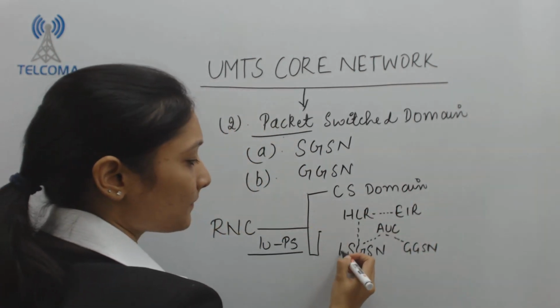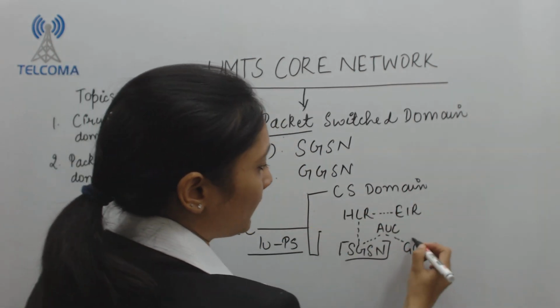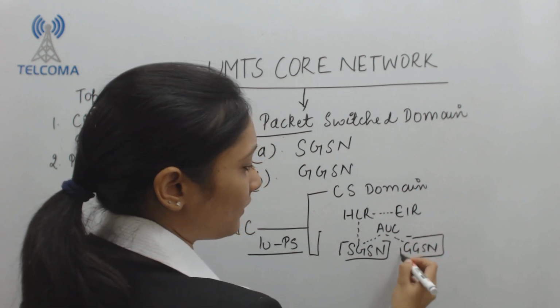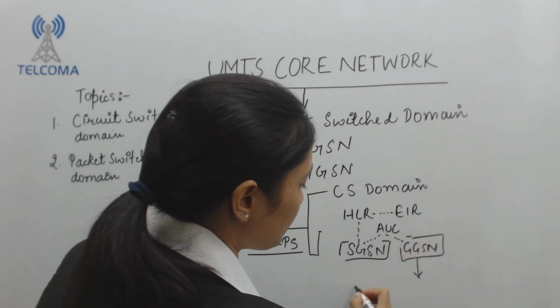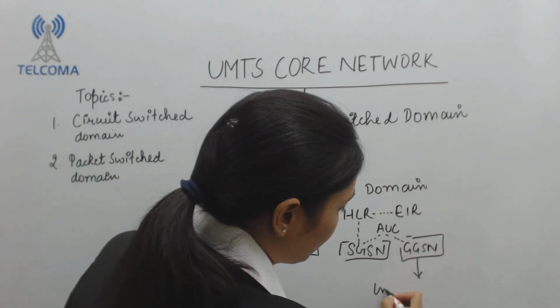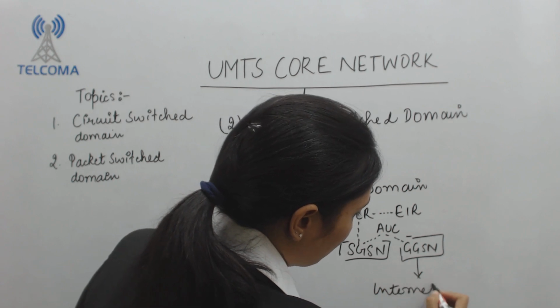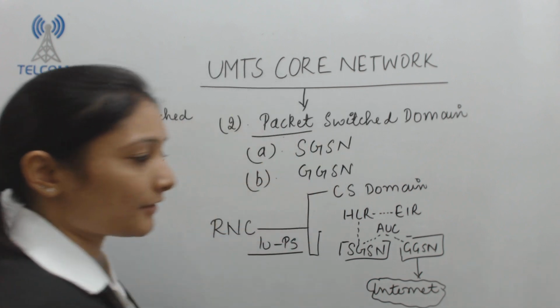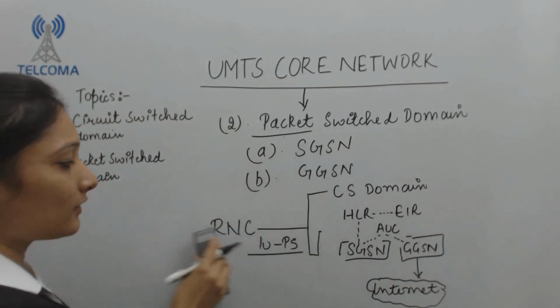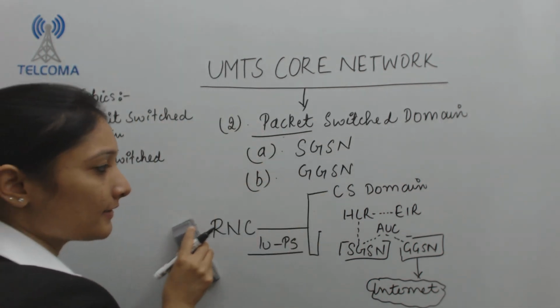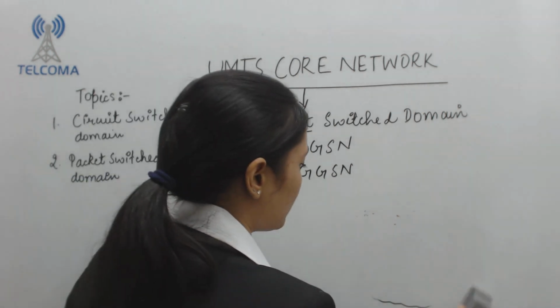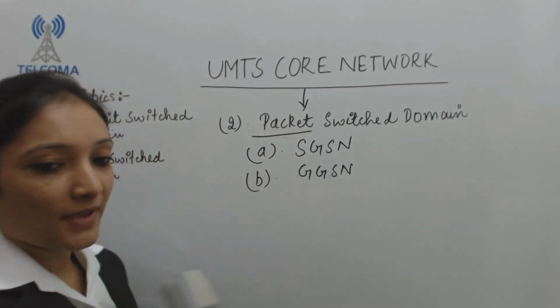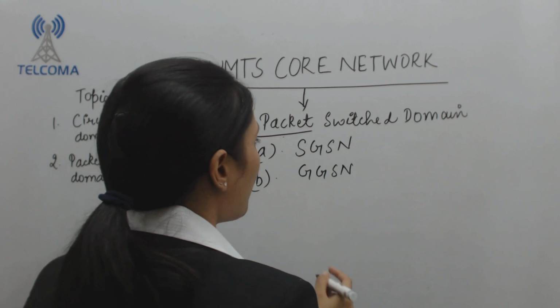So these units are connected to each other, and we know that our GGSN is then further connected to the internet. Now we will be studying these two components in detail. So the first one is SGSN.